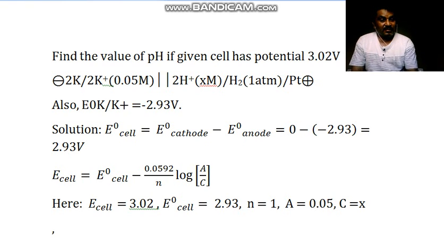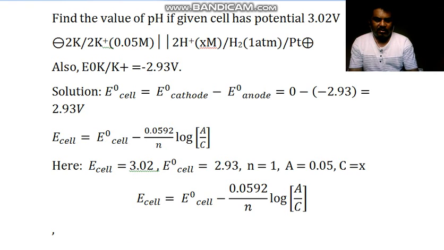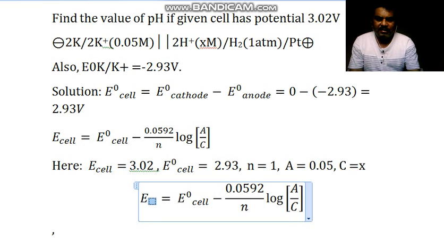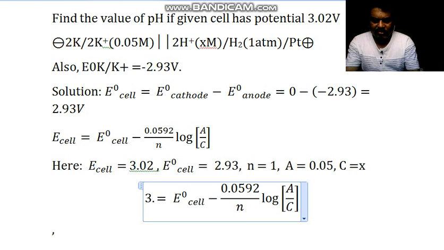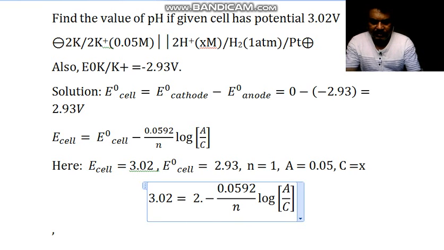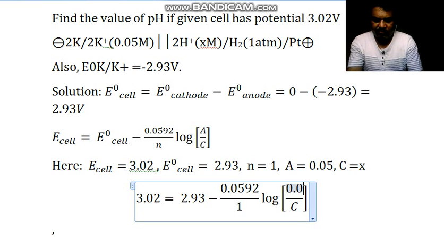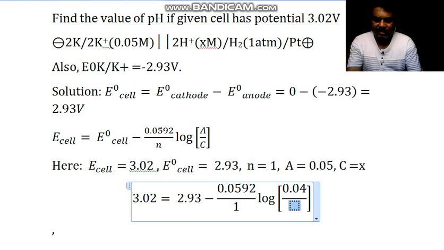To find out X, I am putting the Nernst equation again, and you have to replace the values in this Nernst equation. Who will replace the values in this Nernst equation? See the value of E cell, which is 3.02, so we will put 3.02. What is the value of E degree cell? 2.93, so we put 2.93 here. What is n? 1, so we write 1 in place of n. What is the anode value? 0.04, and cathode is given as X, so we write X here.